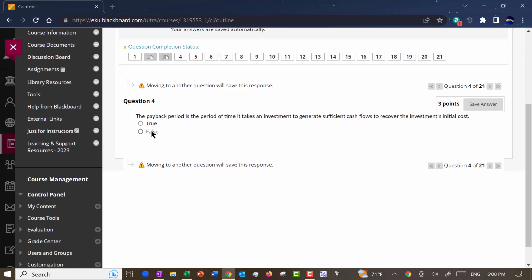The payback period is a period of time it takes an investment to generate sufficient cash flows to recover the investment's initial cost. True or false? By definition, that is the definition of payback period. Sometimes you don't need to do much reasoning.